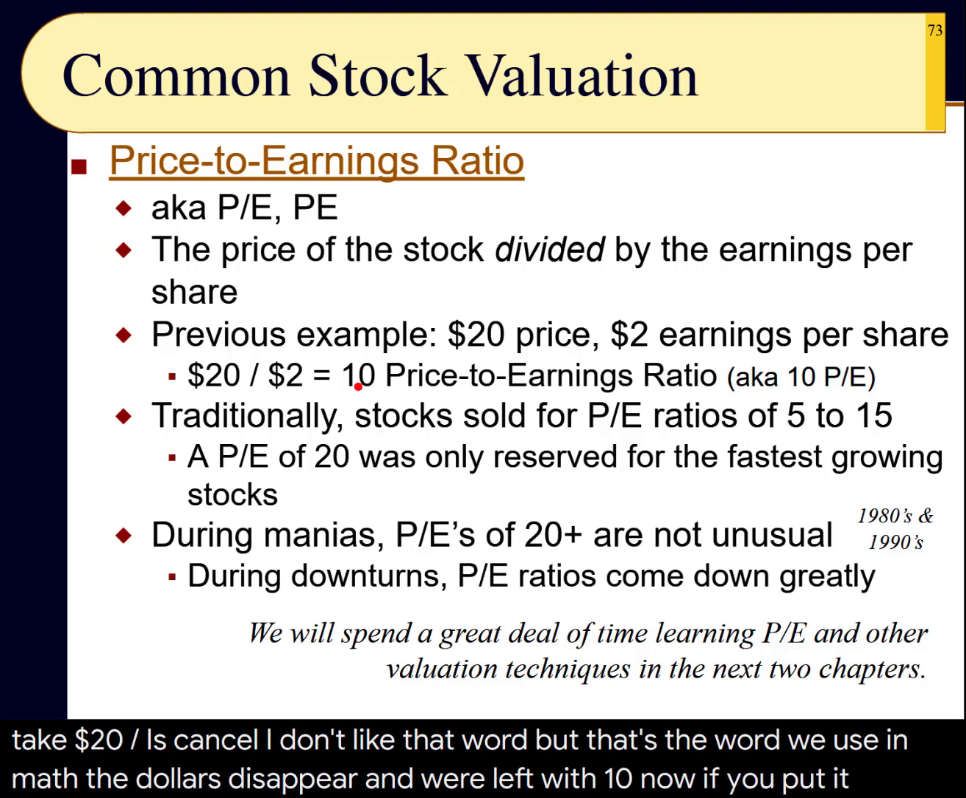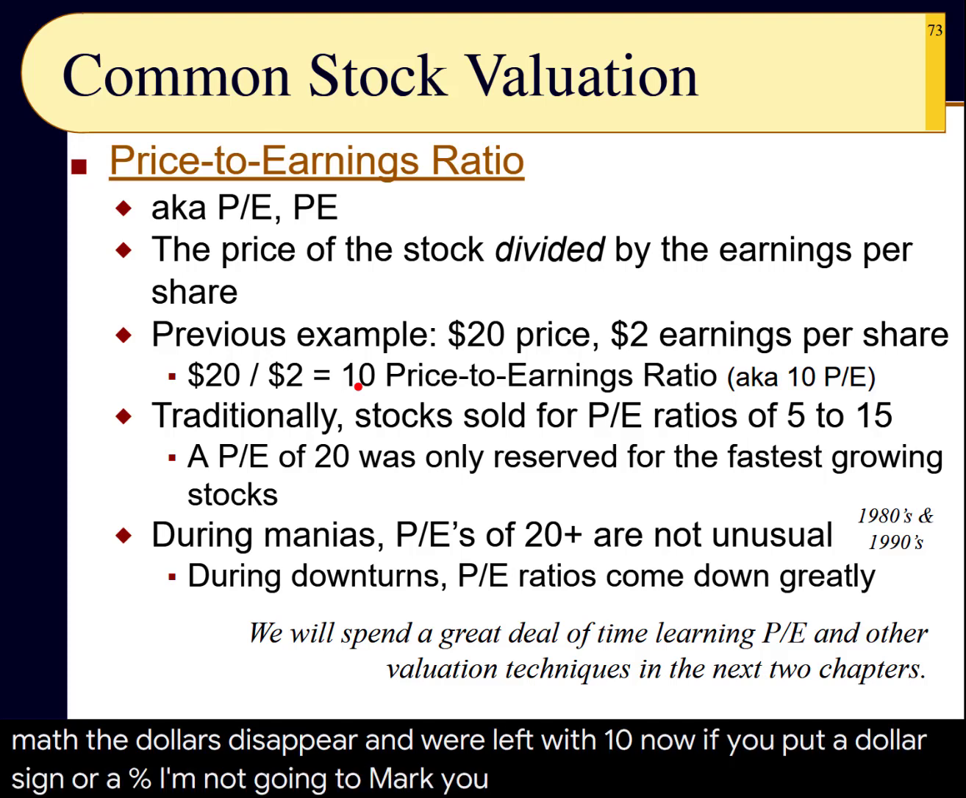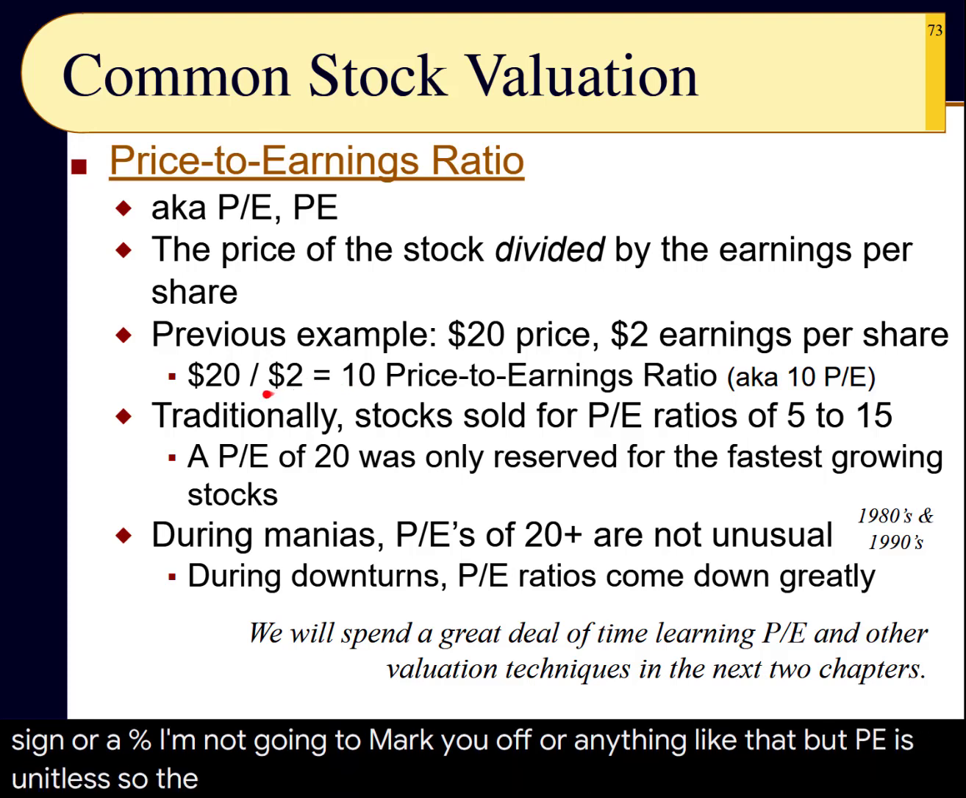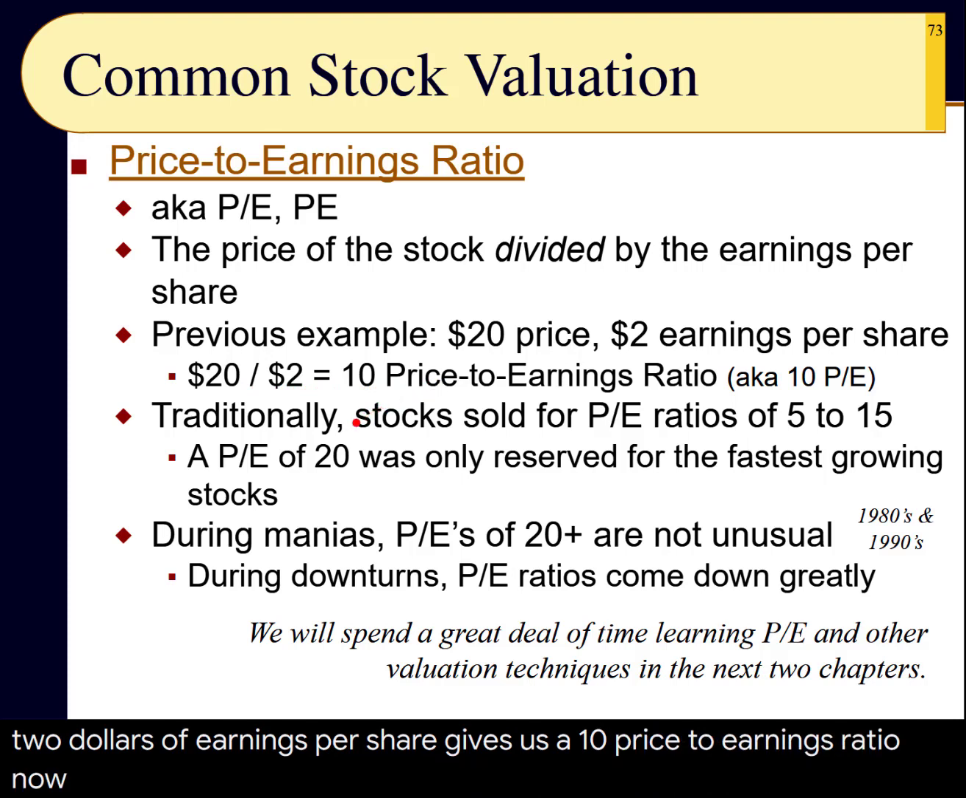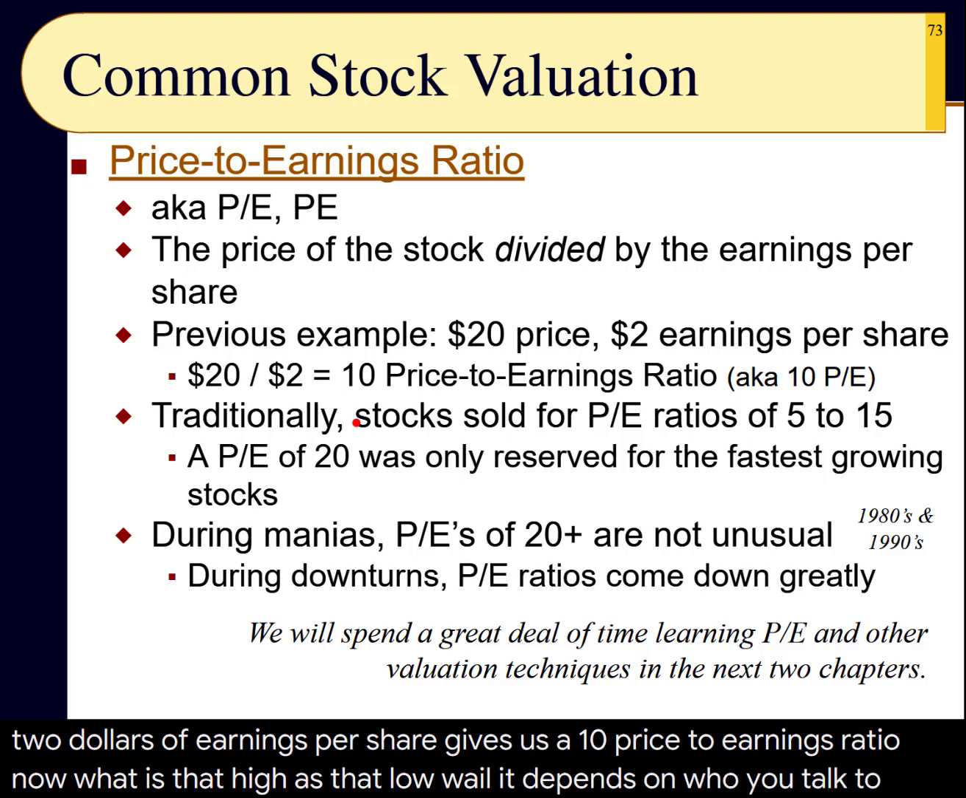Now, if you put a dollar sign or a percent sign, I'm not going to mark you off or anything like that, but PE is unitless. So $20 stock price divided by $2 of earnings per share gives us a 10 price to earnings ratio. Now, is that high? Is that low? Well, it depends on who you talk to.